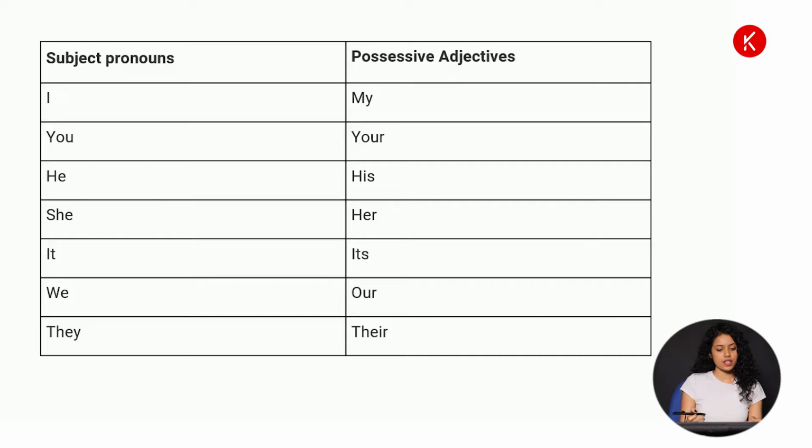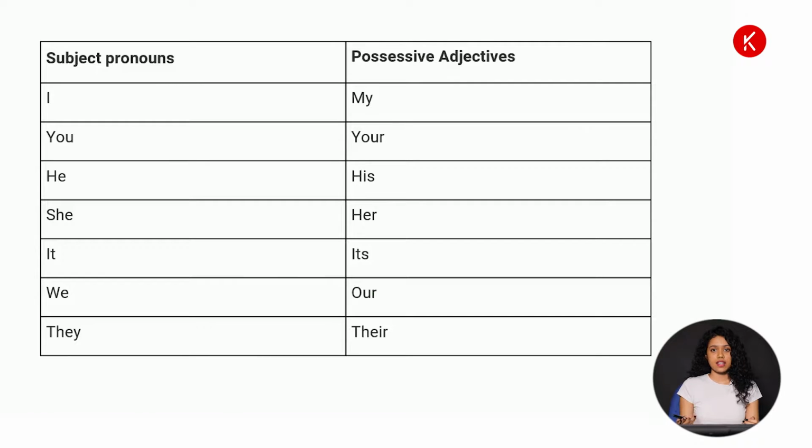Let's see how. I am Catherine. Catherine is my name. I have this pen. So this is my pen. So if you have this pen and this pen belongs to you, this is your pen. Now, if this pen belongs to a boy or another man, this is his pen. Similarly, if it belongs to a girl or another woman, this is her pen. So my pen, your pen, his pen, and her pen.